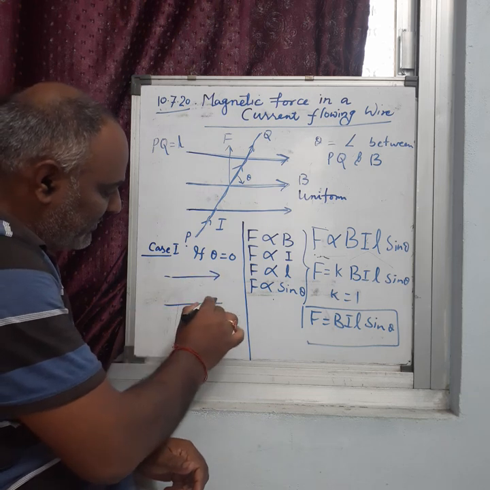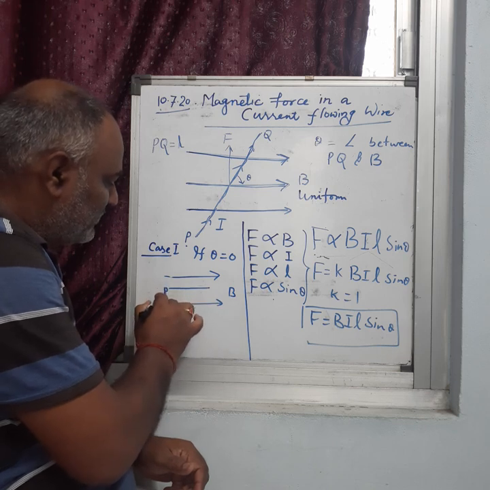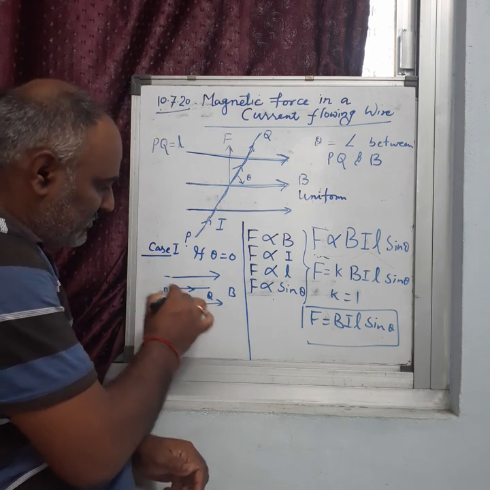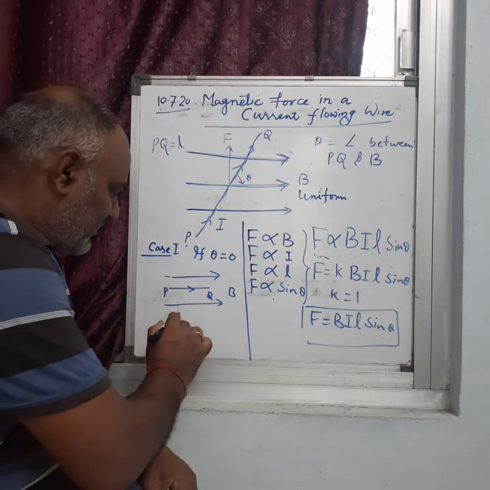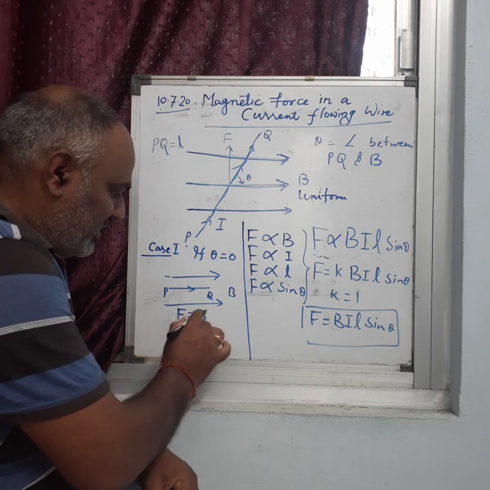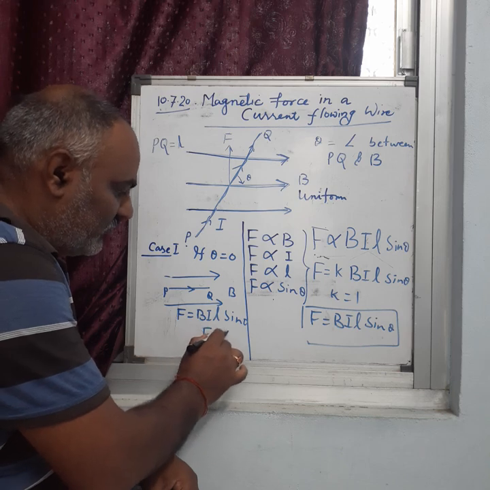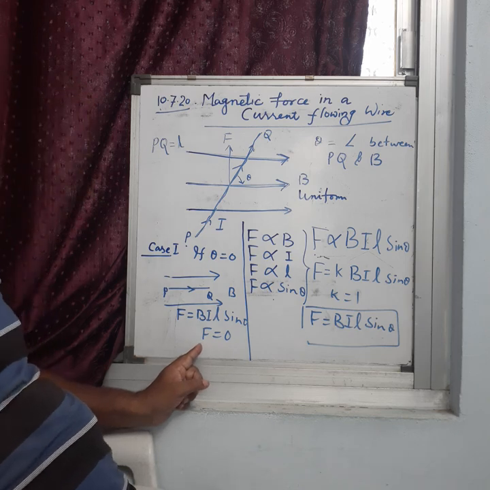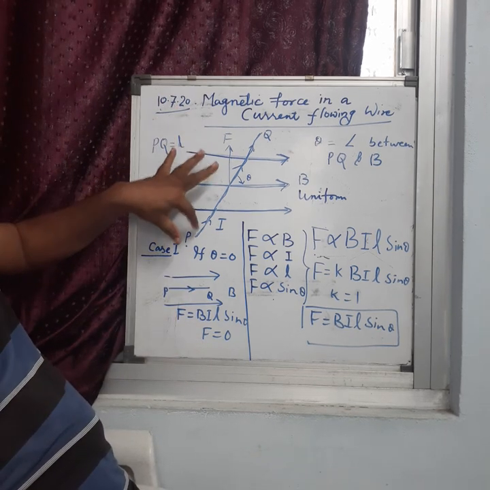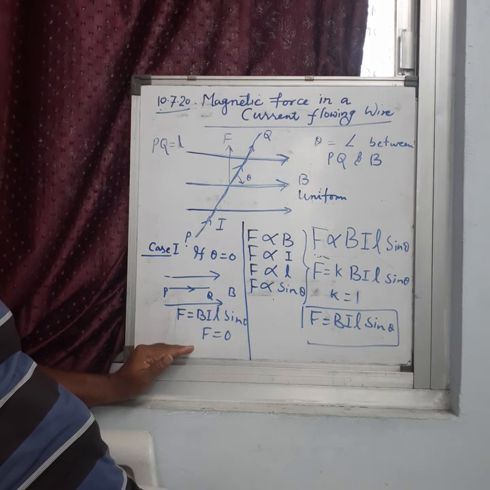This is the magnetic field B, and wire PQ also comes in this direction. See, it means theta is 0. If theta is 0, then F equals BIL sine 0. Sine 0 means 0, so there will be no force. F equals 0 means no force. If such a situation comes that the wire PQ itself is along the magnetic field, there will be no force. Force will be 0.